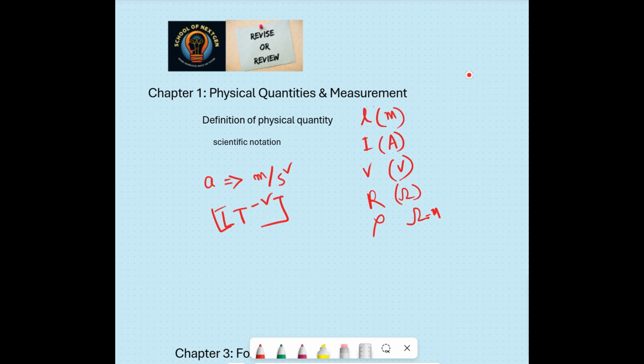And of course, we have to know the scientific notations because we have to solve some numerical problems as well. So in that case, we have to have a very good idea about scientific notation. And of course, when we are covering the MCQ questions, we have to have a very good knowledge about the scientific notations.